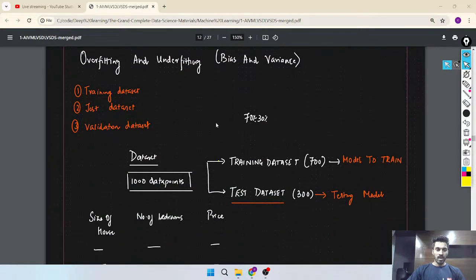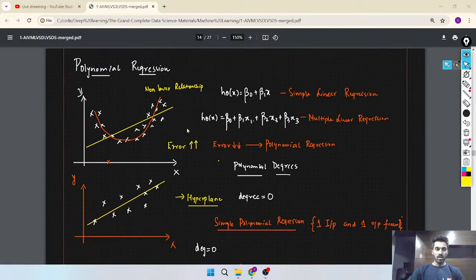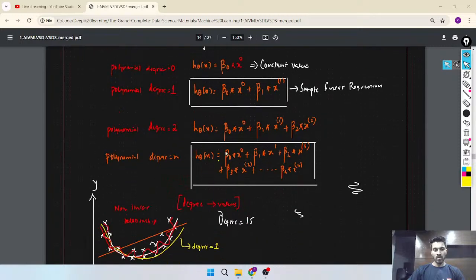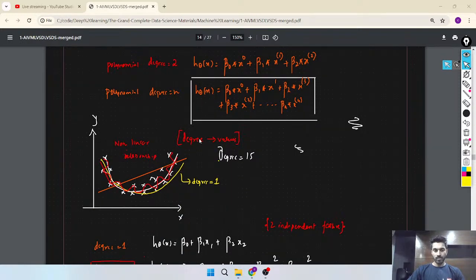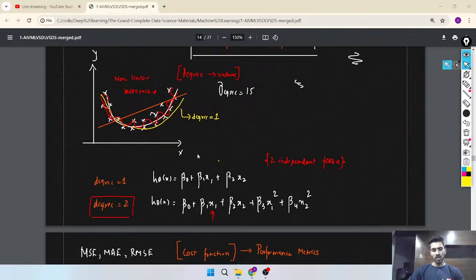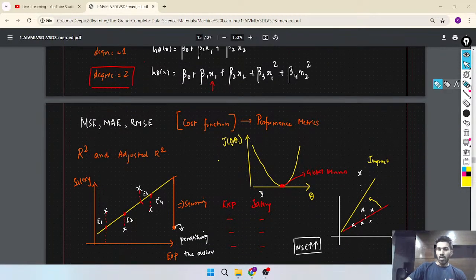And overfitting and underfitting we have also learned. This is done. Now polynomial regression, I think, is also done. Basically in polynomial regression, only the number of independent variables increases and the rest of the algorithm is the same as regression. Now I think here we are.